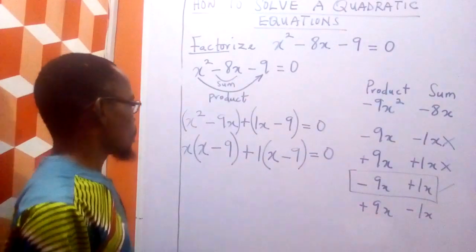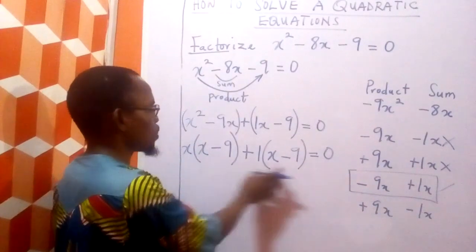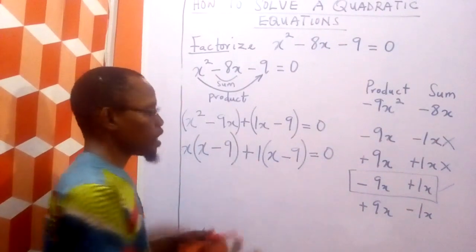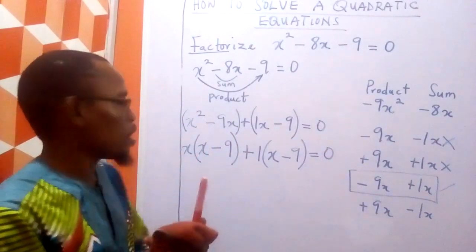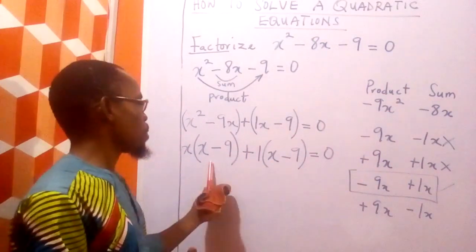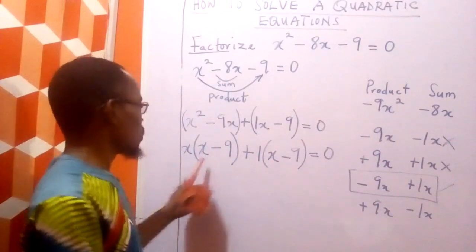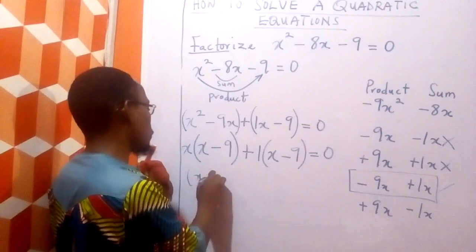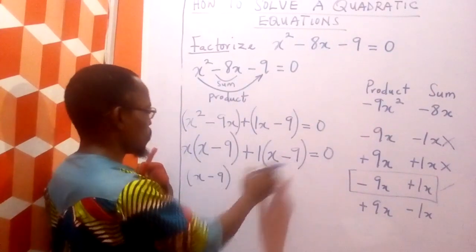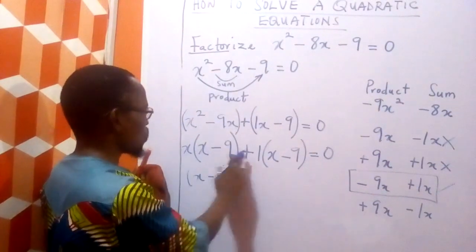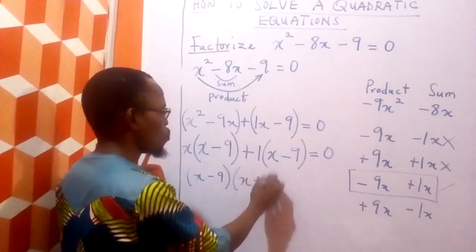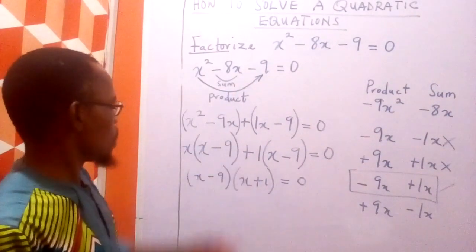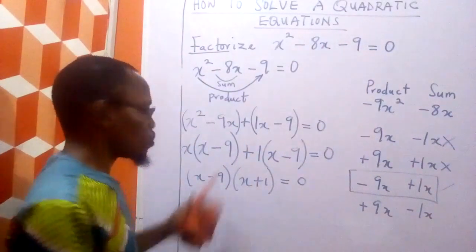Like the previous example we did, look at the brackets. For you to be able to choose, they must have the same expression in the bracket. Both brackets must be the same. Since they are the same, we just pick one of them. So we are picking x minus 9, which is for this, then we are left with x plus 1. So x plus 1 equal to 0. We're breaking it down up to this level. Then the next thing is to solve for x.